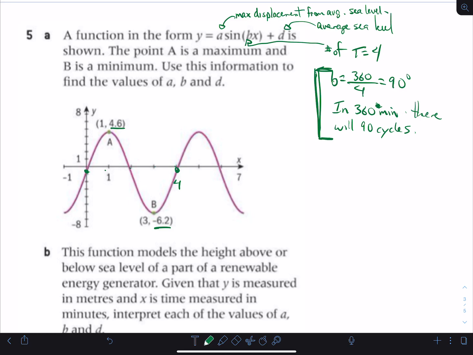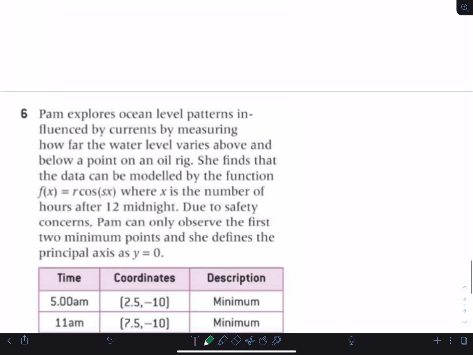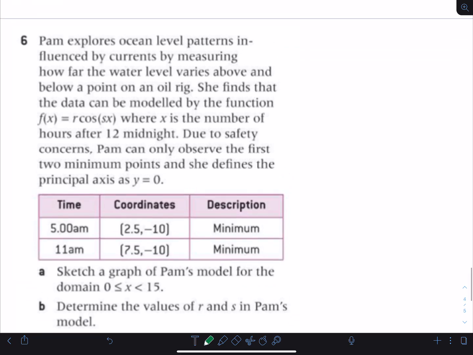So you will have... It will take 4 minutes for one cycle. There you go. See, period makes sense. B doesn't really make any sense. Anyway, I'm babbling. Oh, wait, there's another one.